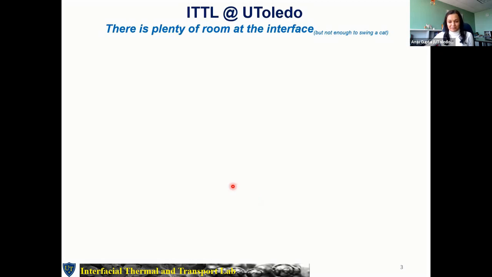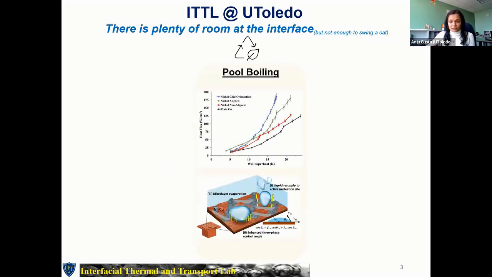Since I'm fairly new to this community, I want to use this platform to introduce you to various interfacial thermal and transport projects in my lab that we apply to energy, environment, and medicine. Some of you are familiar with our recent work on magnetically aligned copper and nickel links for pool boiling applications. We created grid and channel-like microstructures that yielded very high critical heat flux at low wall superheat compared to plain copper. We attributed this performance to microlayer evaporation and enhanced three-phase contact angle.